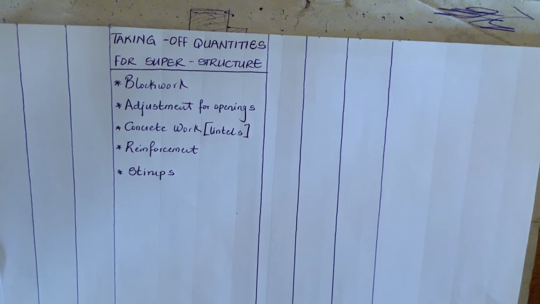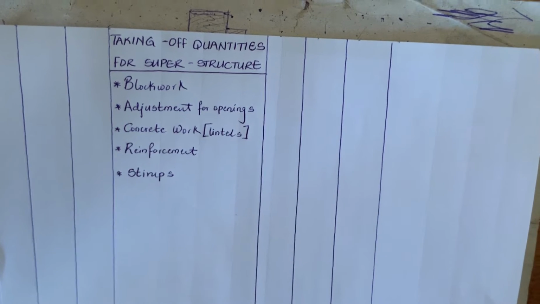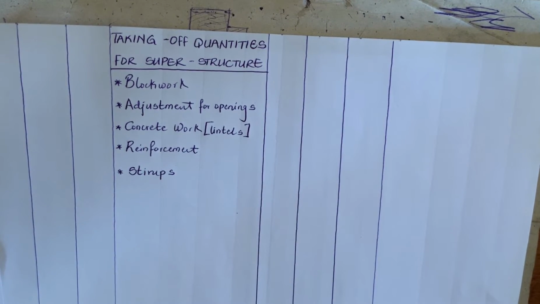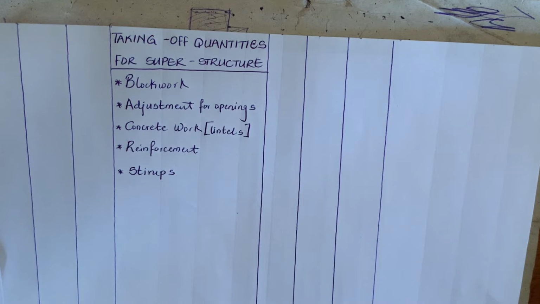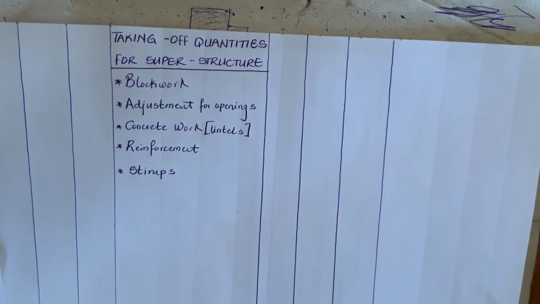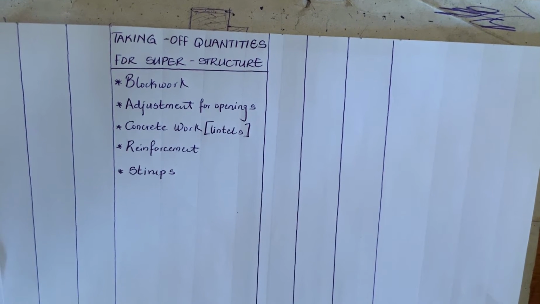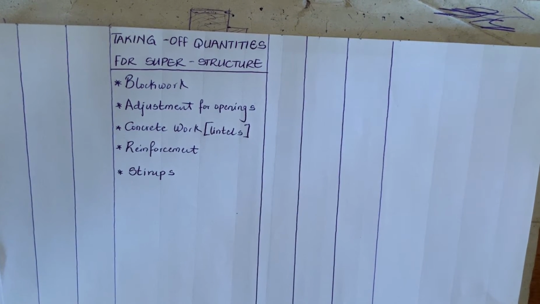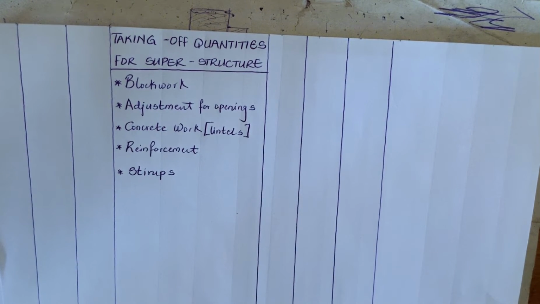In this video we're going to be starting a new series, and its title is measurements for superstructural works. In the last video I finished the measurement for substructure, which was everything concerning foundation. Now in this video we're going to be treating the part of the building that you can see with your eyes, that is the block work, the erected block work of the building.